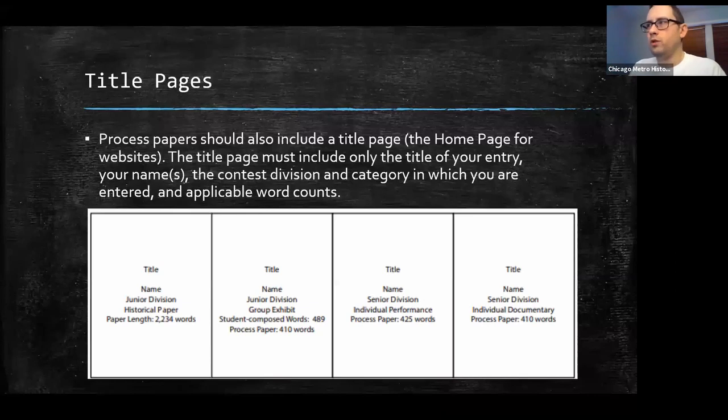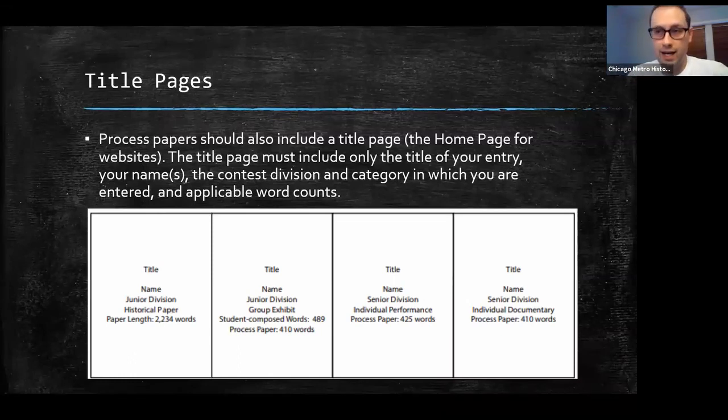Another little wrinkle with the process paper that you're going to need for all your project categories, and I'm going to go over how these vary, for exhibits and documentaries in just a second in more detail, but pretty much every category is going to also include a title page. If you did a website, it's a little different because the home page of your website acts as that title page. So in addition to the process paper, each category is also going to need one of these title pages. Here's some ideas of how these look.